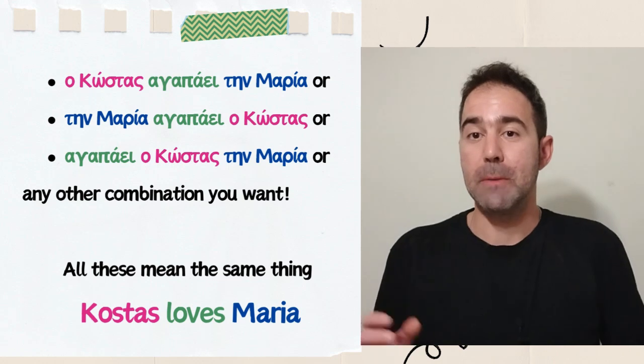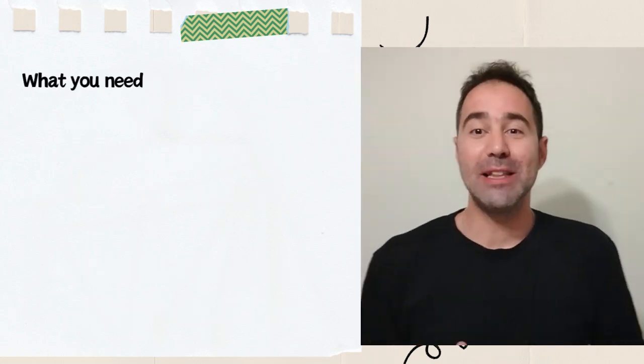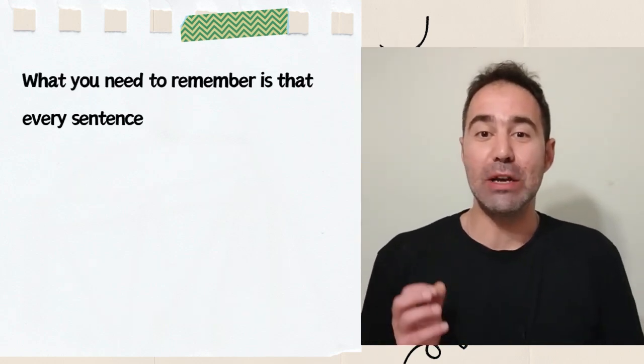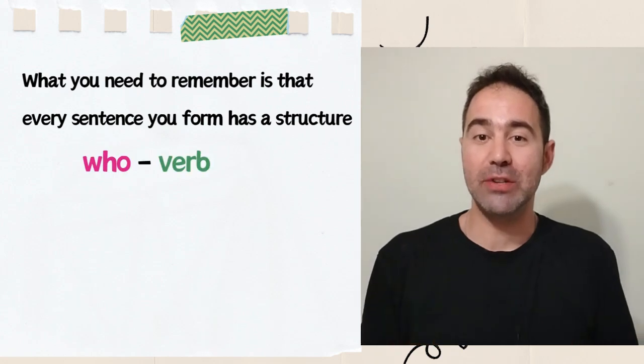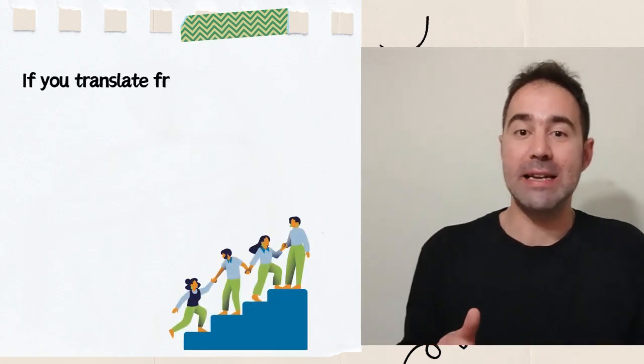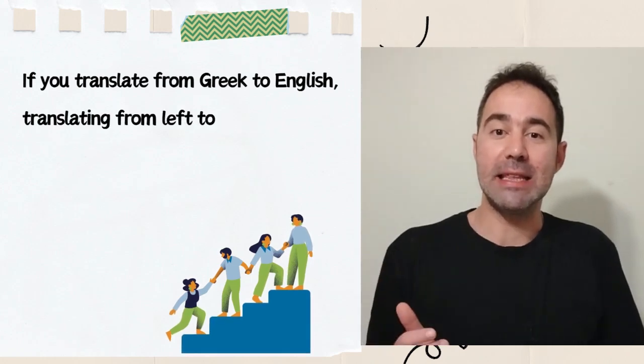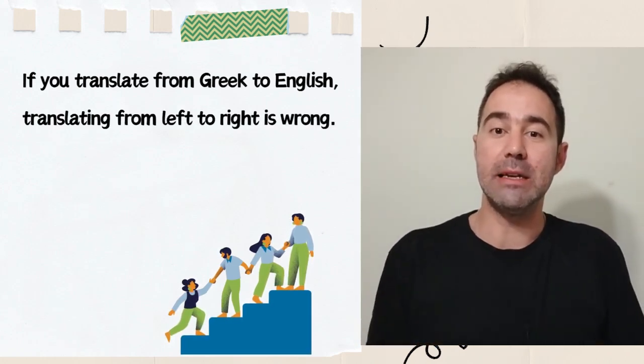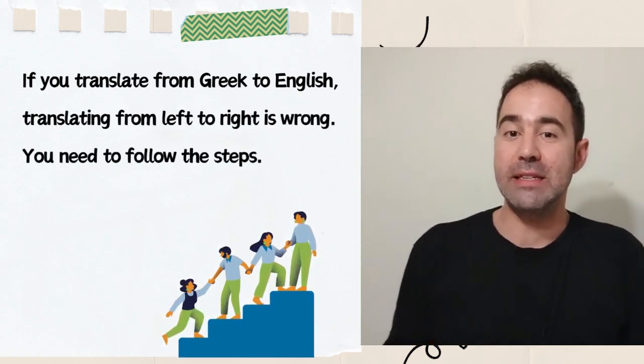Kostas loves Maria. What you need to remember is that every sentence you form has a basic structure, the who, verb and what. If you translate from Greek to English, translating from left to right is wrong. You need to follow these steps.